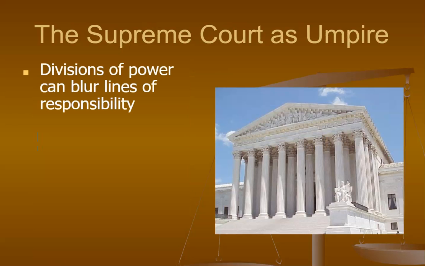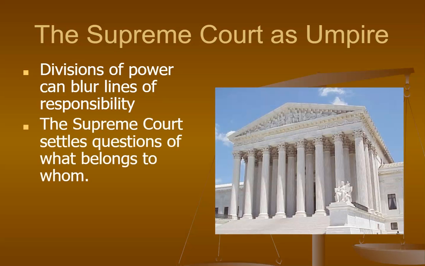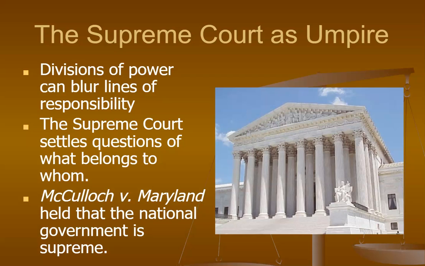The Supreme Court. Divisions of power can blur lines of responsibility. The Supreme Court is the umpire. It makes the calls. It settles the questions of what belongs to whom. McCulloch versus Maryland, for example, held that the national government is supreme over the states, and the states cannot tax the national government. And that is the end of this particular section.